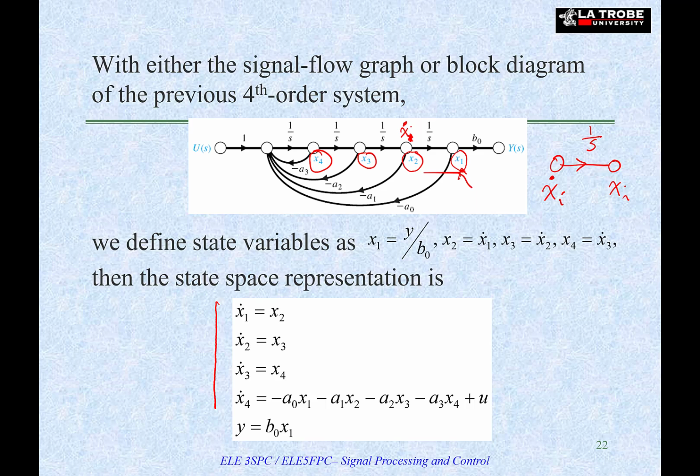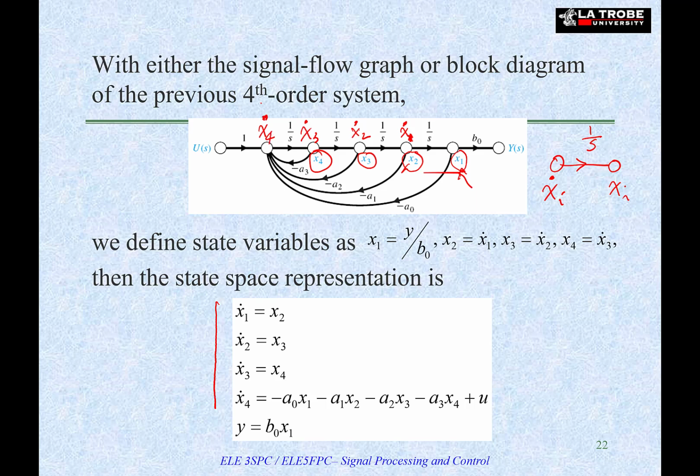And we can say that x1 dot is exactly x2. If x2 is the output node of this integrator, then the input node of this integrator should be x2 dot. And you can see that x2 dot is exactly x3. And same for this one. x3 dot is exactly x4. And the input node of the last integrator from right is x4 dot.